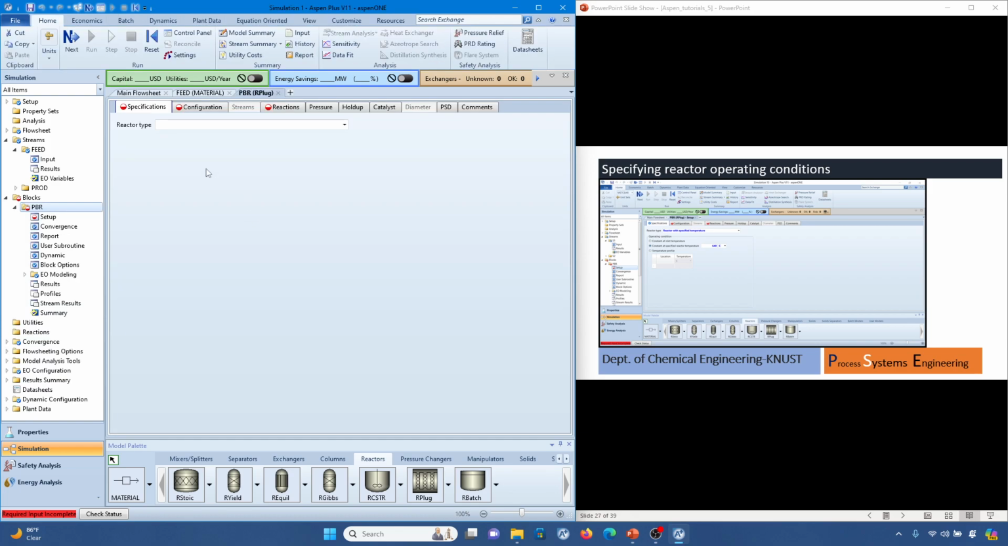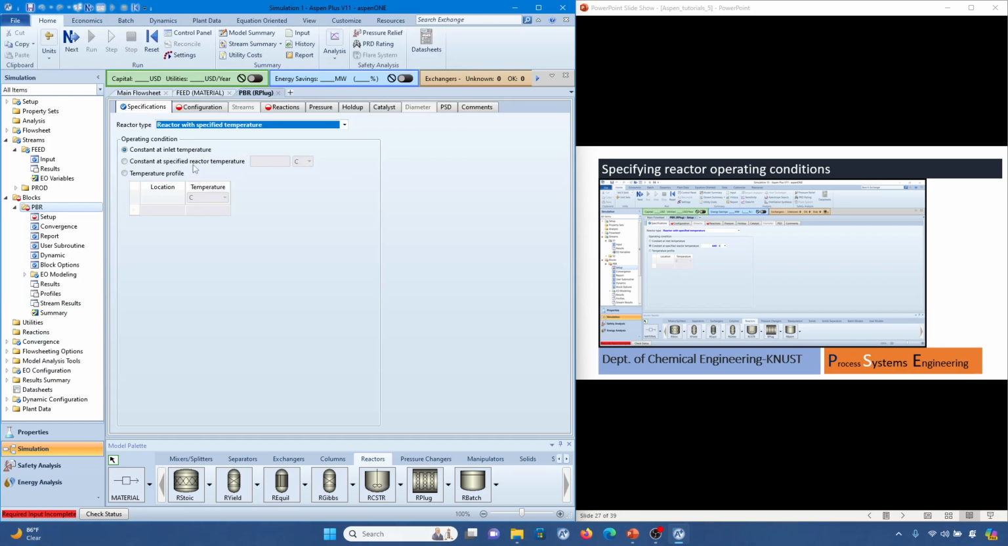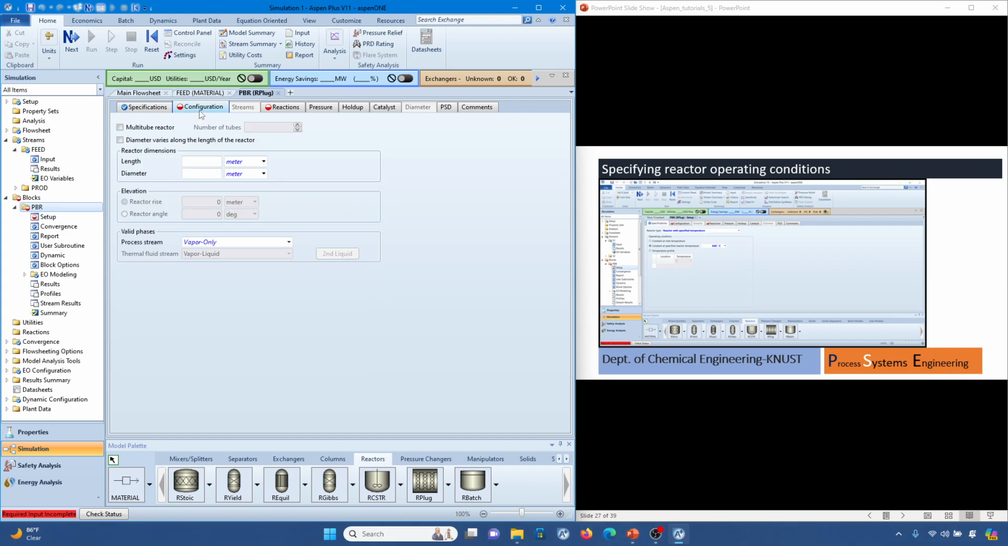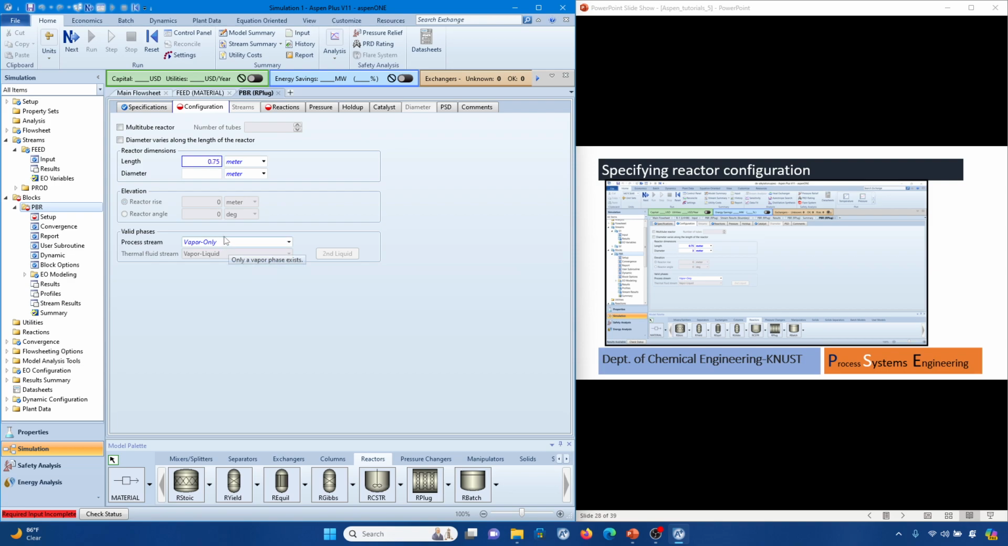We go on to our block. We are operating isothermally, so we specify the temperature. We want to keep it constant at the inlet, 640 degrees Celsius. For the configuration, they have a length of 0.75 meters, and the diameter.